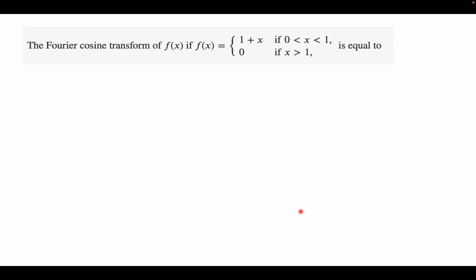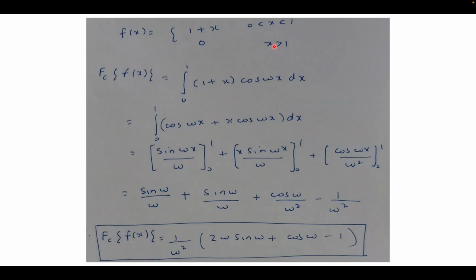Here the question is to find the Fourier cosine transform of f(x) where f(x) is 1 plus x. So here you again need to calculate the Fourier cosine transform. It is like the previous question, and you need to just write the Fourier cosine transform of the given function. I hope this is an easy question, so I will just go through the solution.